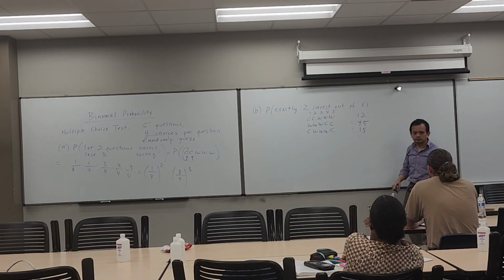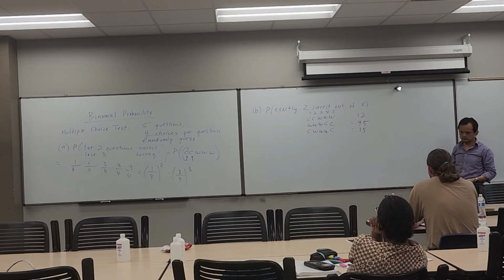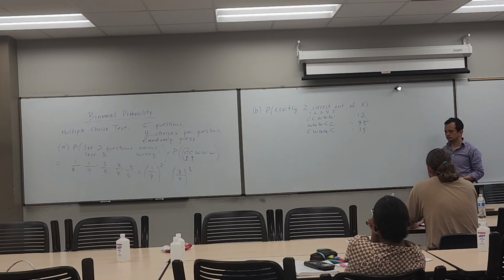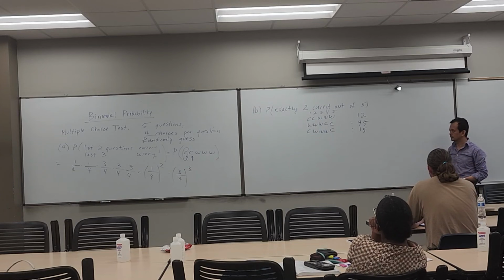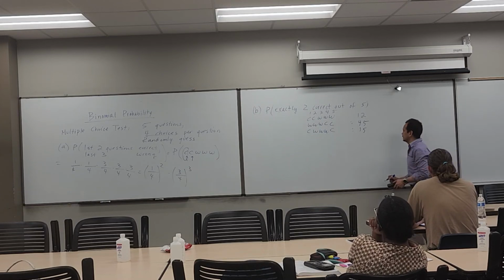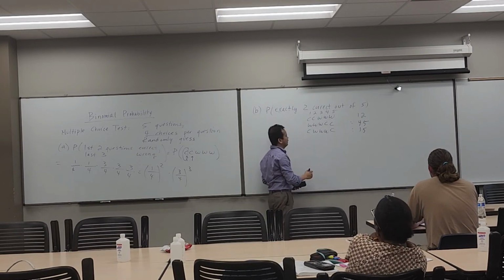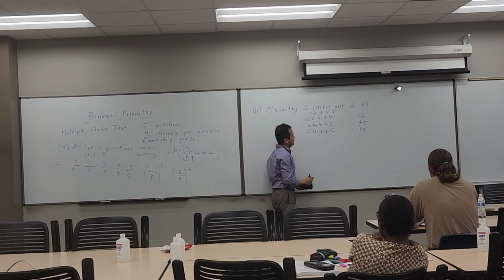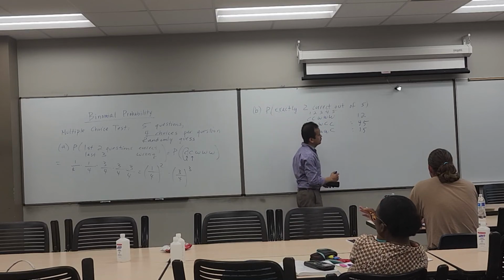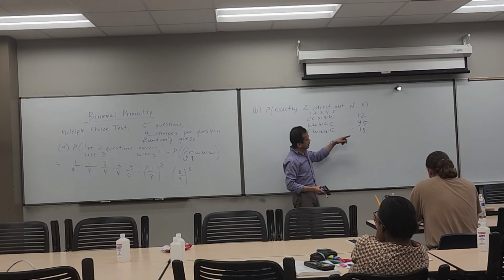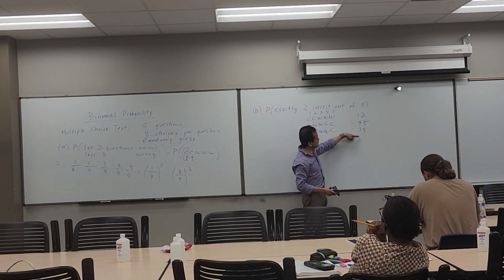Wouldn't this be the same as doing the factorial, 5 factorial over 2 factorial, 3 factorial, because you need 2 correct and 3 wrong? Okay, good, so let's build up to that. Before we talk about how to actually find it mathematically, let's list them all out by hand.